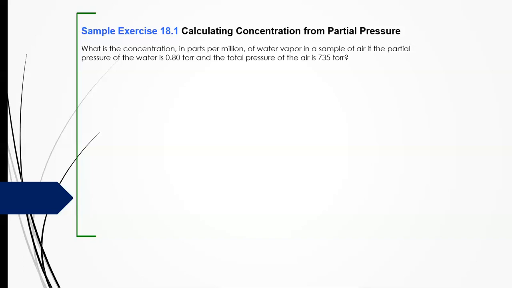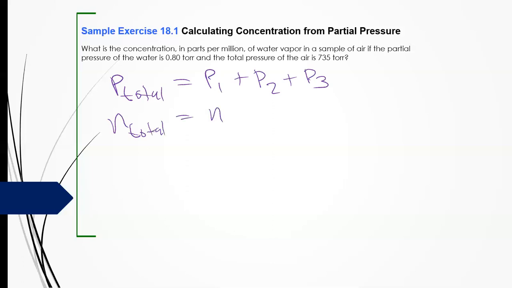There should be something that always pops into your head when they talk about partial pressure. Partial pressure really comes from Dalton's law, where your total pressure is equal to the sum of its parts. We also know that the total moles are equal to their parts as well. So there's a connection between our moles and our pressure.